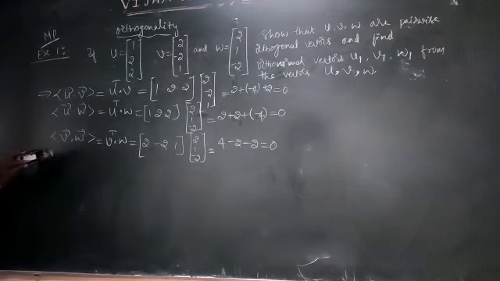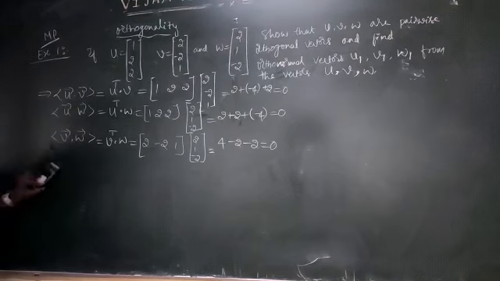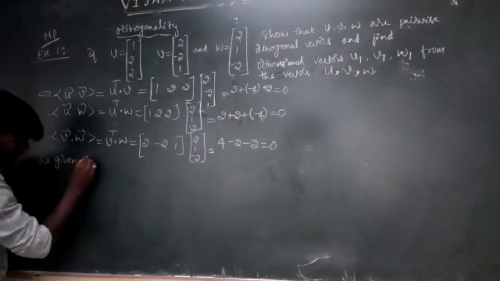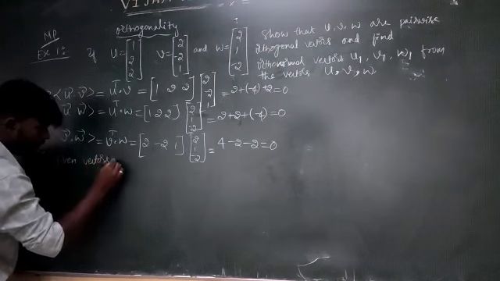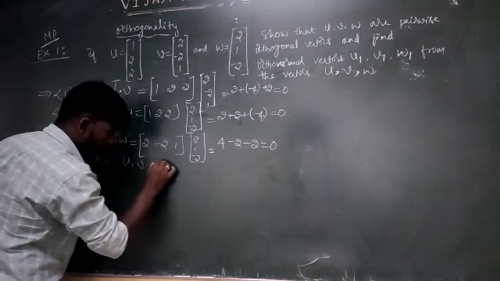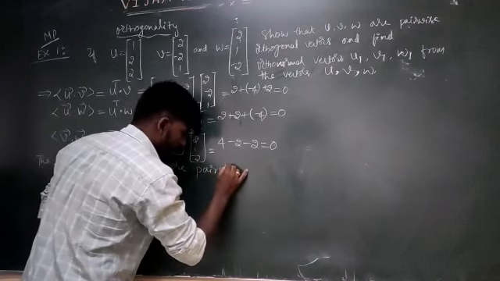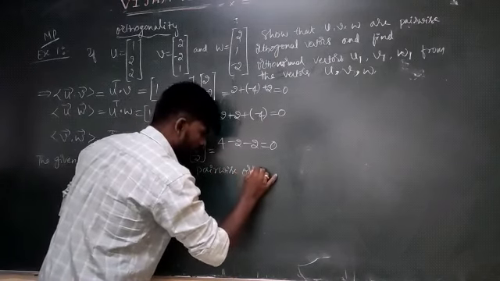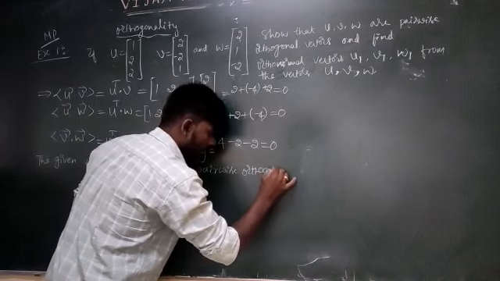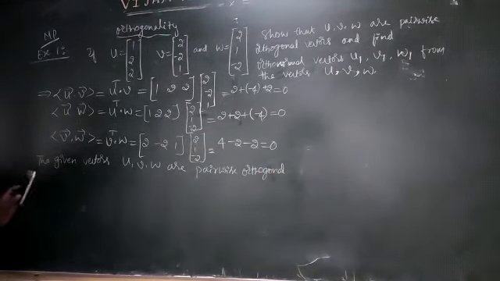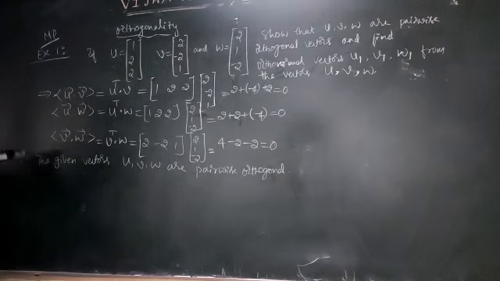From this, we conclude that the given vectors u, v, w are pairwise orthogonal vectors.